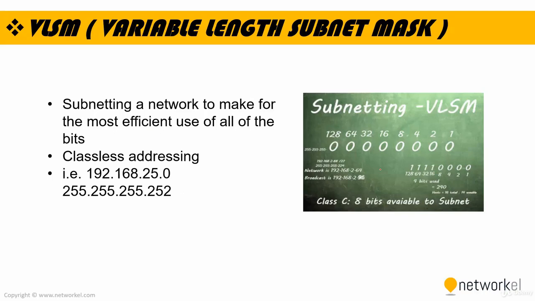So let's take a look at the variable length subnet mask. Subnetting a network to make the most efficient use of all of the bits means VLSM. And that's the classless addressing that I talked about. For example, you are using a range in this class C range, but you are using another subnet mask that's not in the table of the previous slide.